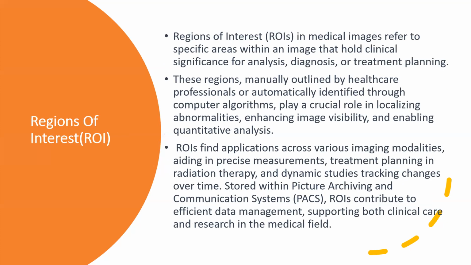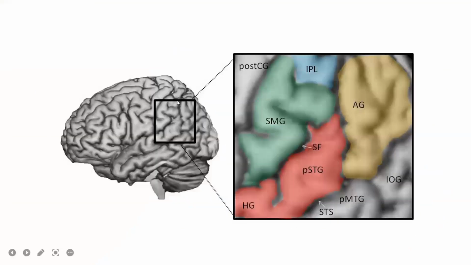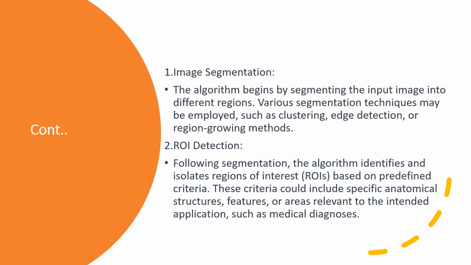So, for example, let us consider this image. This is the region of interest. First of all, the algorithm is going to divide this image into different parts, different segments. And only after doing this segmentation, the ROI detection will be easily available for the algorithm.